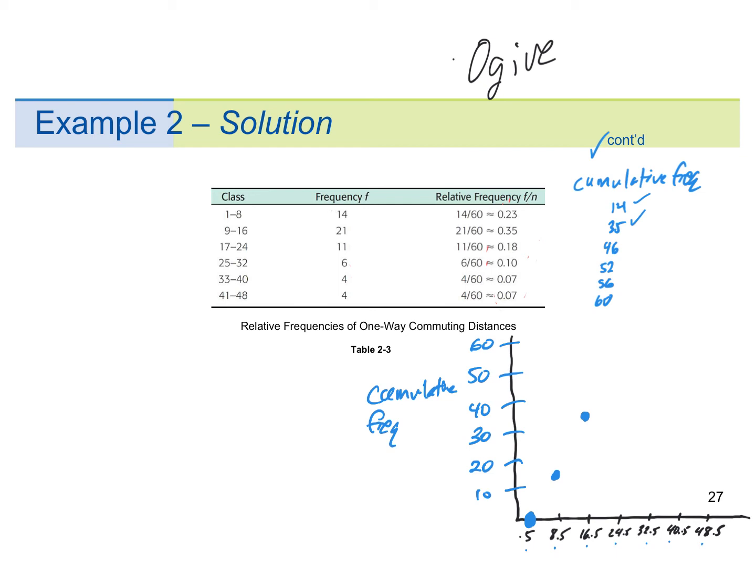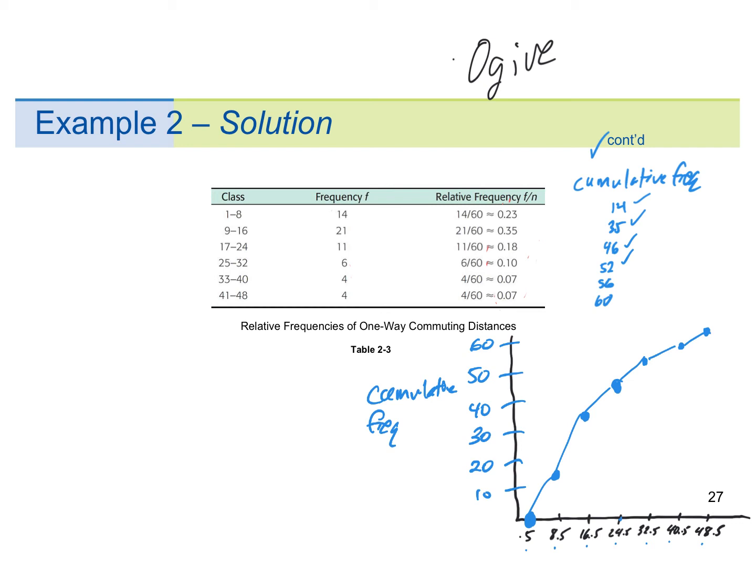And then at the 24, we're going to go up to 46. So at the 24, we're going to go up this way, just so you know where I'm going and what I'm doing, to about 46. And then we're going to go up to 52. And we're going to go up to 54. And finally, at the 48.5, we're going to go up to 60. And then we're going to connect the dots. Ladies and gentlemen, that is an ogive.